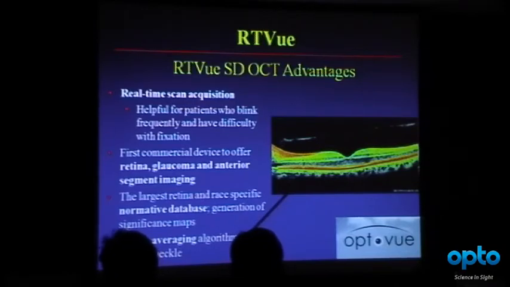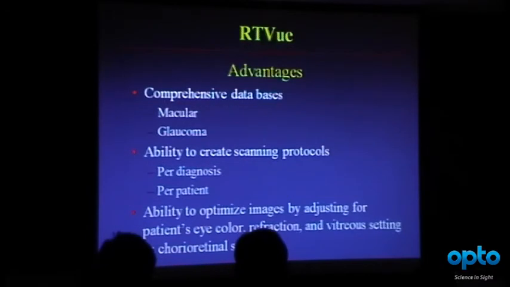This machine was the first one to offer retina, glaucoma, and anterior segment imaging all in one machine. And the normative database for glaucoma and for retina is the largest that is currently available. It's also race-specific, which is important, obviously, in a country like Brazil, where there are people of many different ethnic backgrounds. I mentioned the averaging, and this is an averaged image. Again, the frame averaging means oversampling in one particular site many times, and the software averages out the noise. Comprehensive database we mentioned.